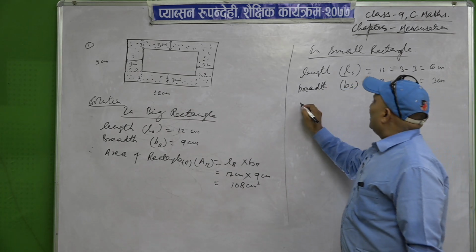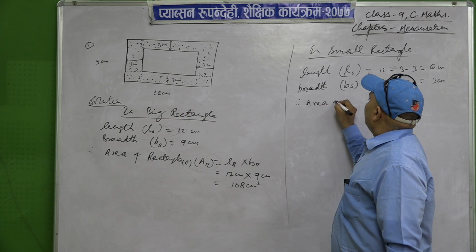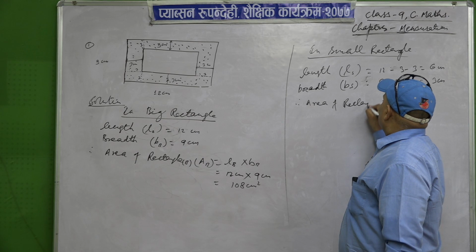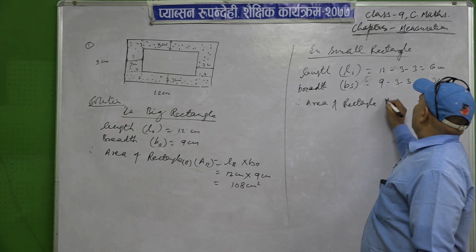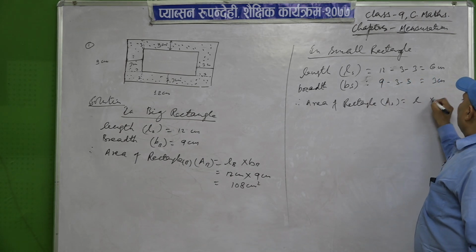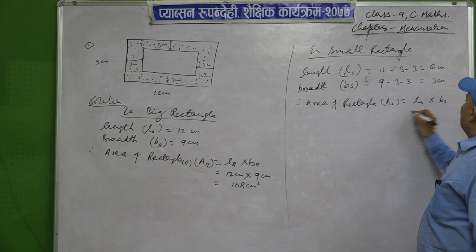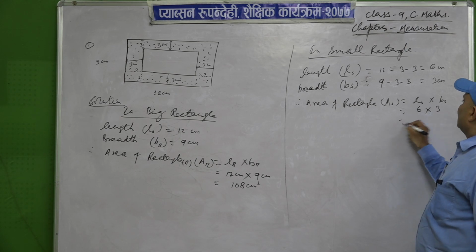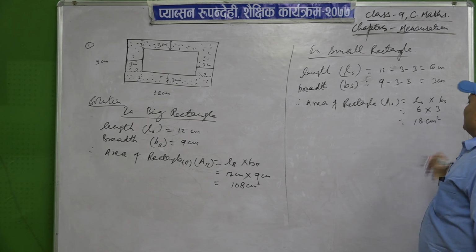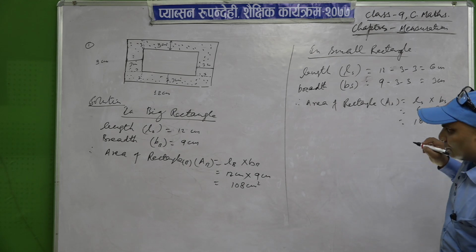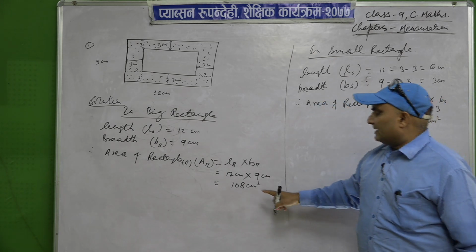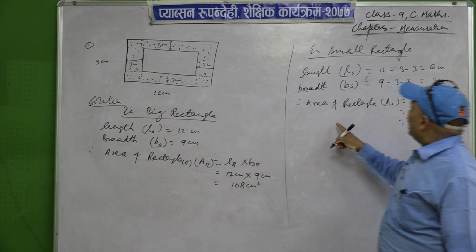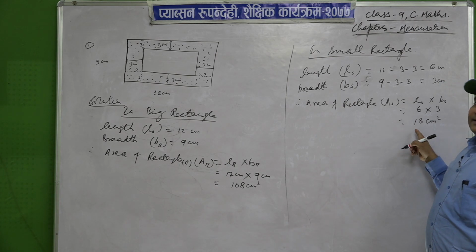Now area of small rectangle, A, as you can write, that is L into B, LS BS. Length of the small rectangle is 6, breadth of the small rectangle is 3, that is 18 centimeter square. So here the area of the big rectangle is 108 centimeter square, and we have got area of the small rectangle is 18 centimeter square.